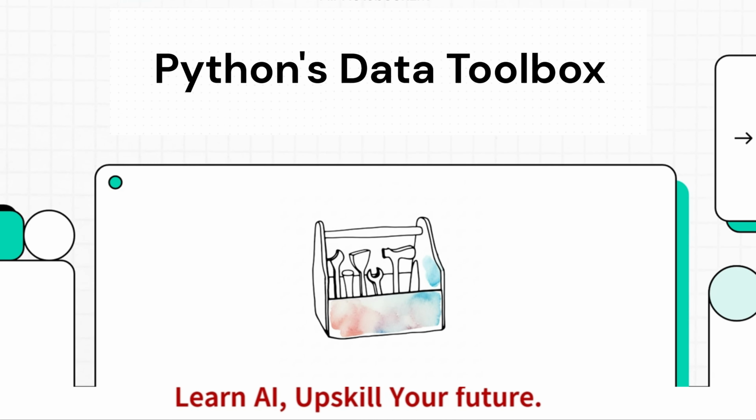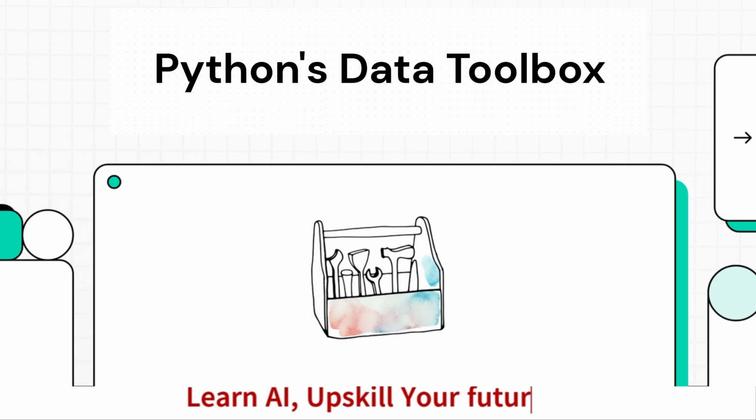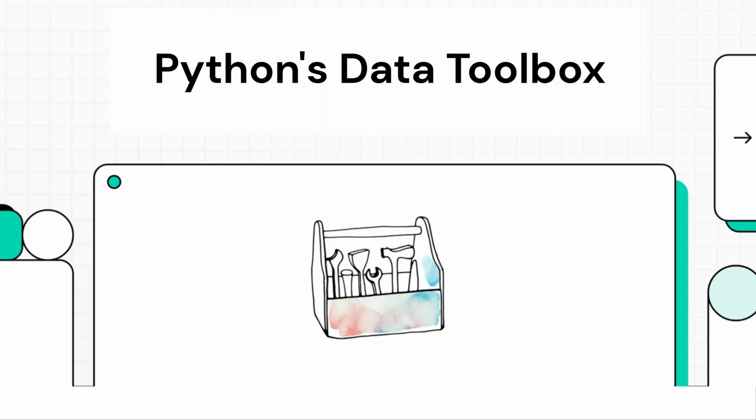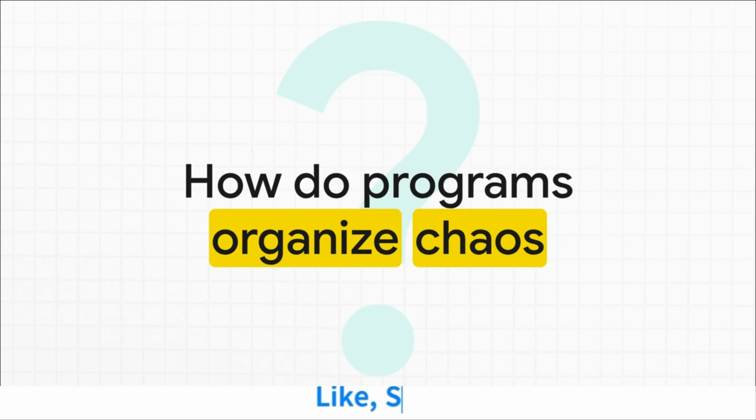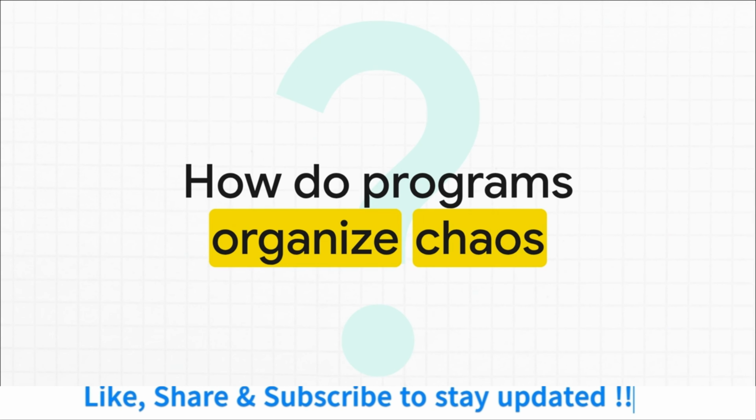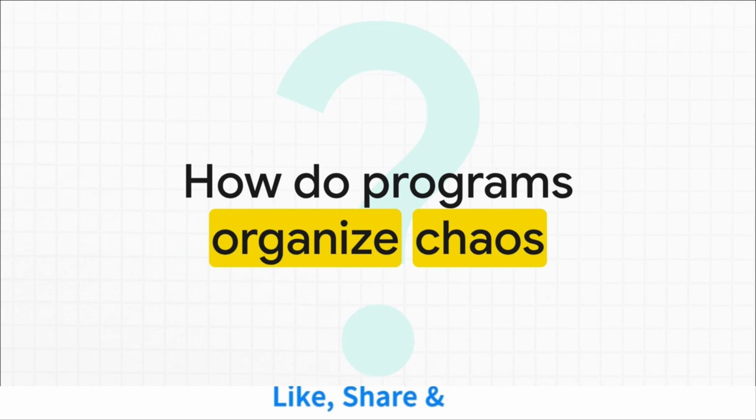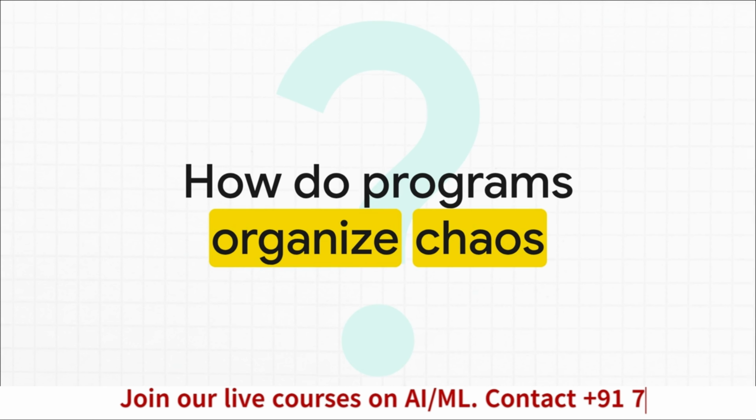Today, we're going to crack open Python's data toolbox. We're talking about the absolute fundamentals, how programs make sense of information. What is programming really about? It's about bringing order to chaos. I mean, how do you take all this messy, real-world info, a jumble of numbers, names, all these facts, and whip it into shape so a computer can actually understand it?